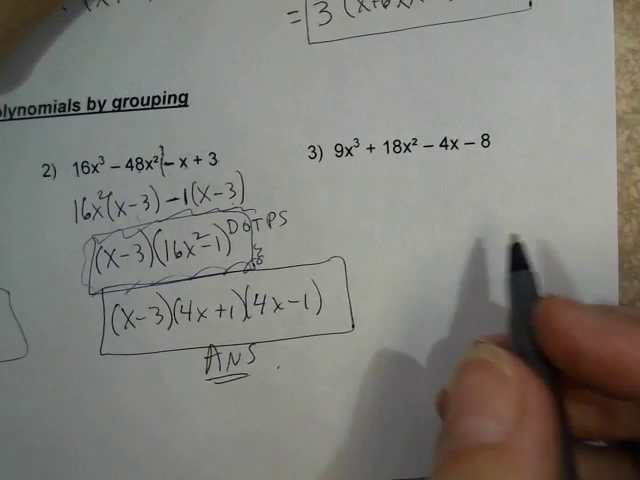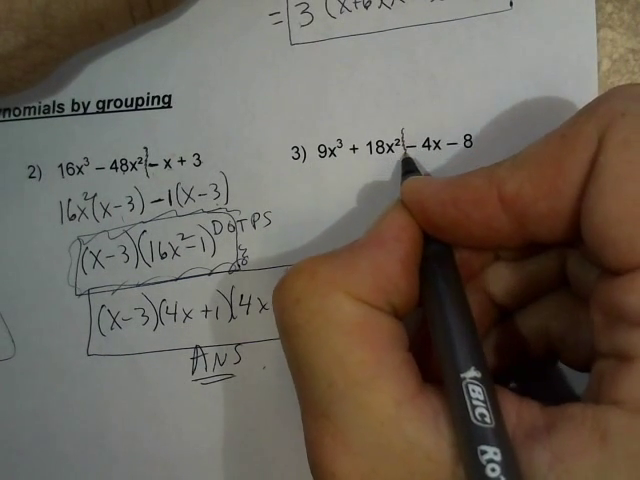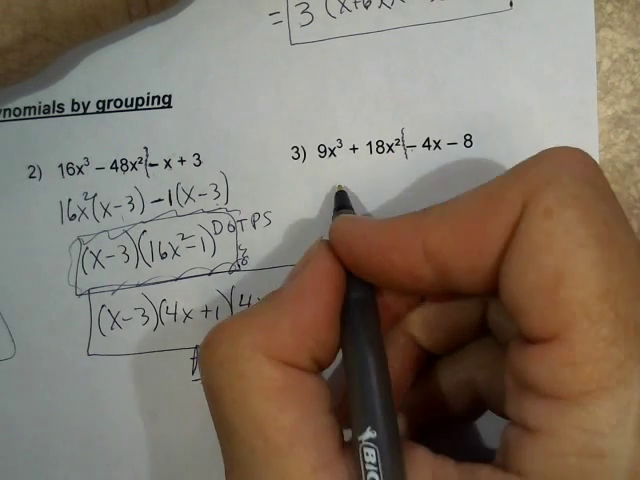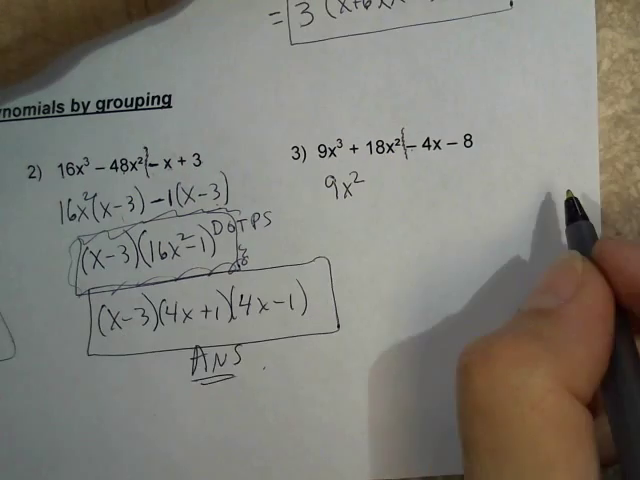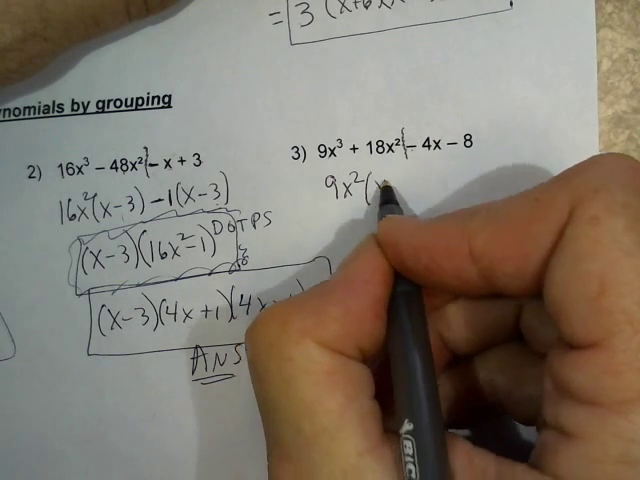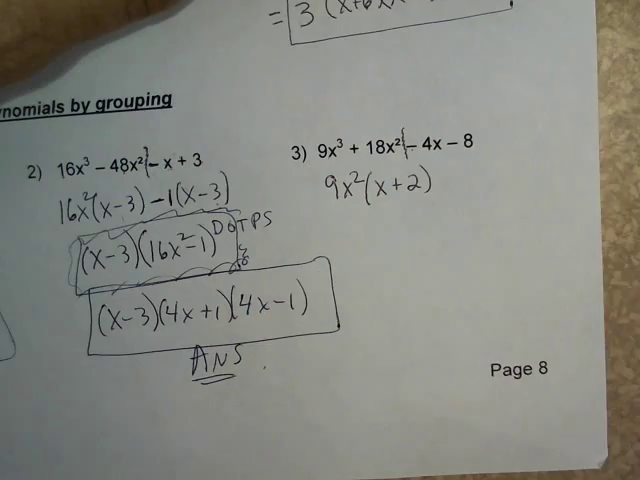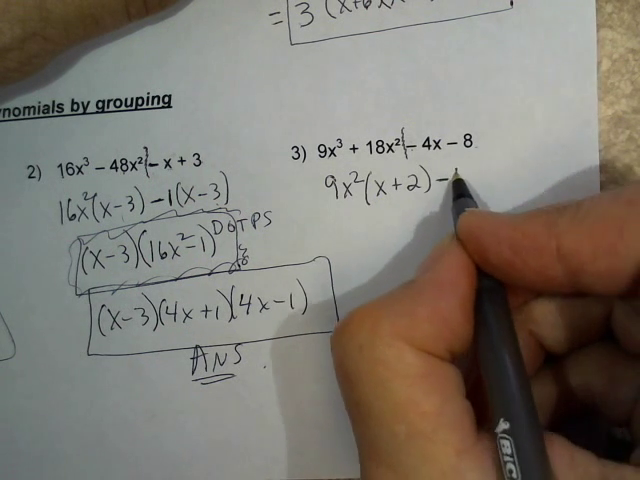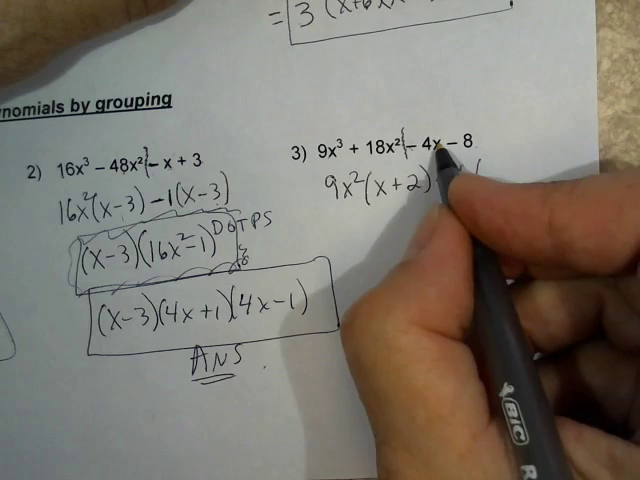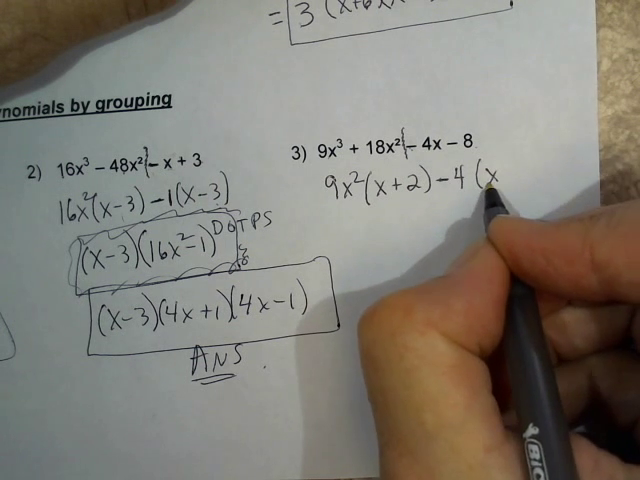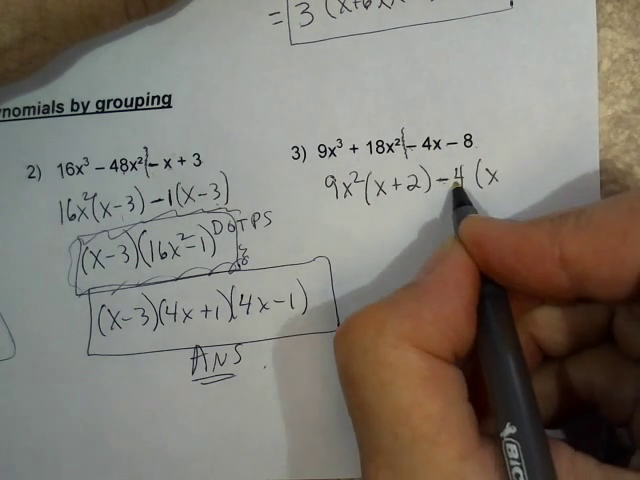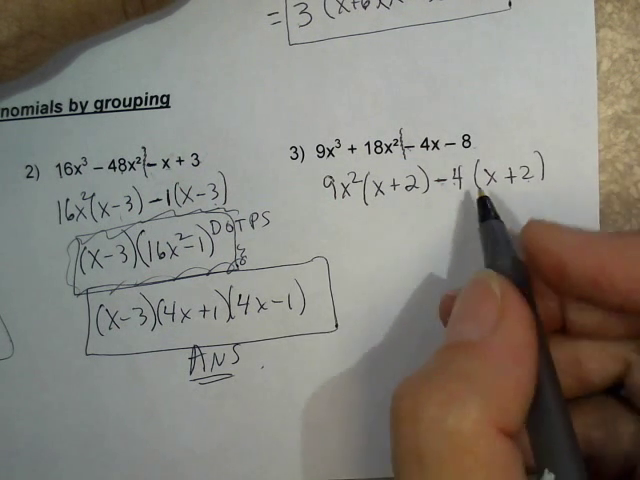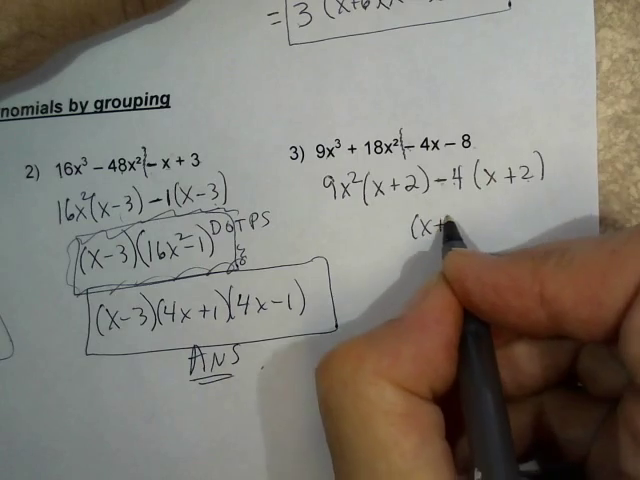And then the last example here, we're going to split this in front of the minus. The GCF of 9x cubed and 18x squared is 9x squared. And we're left with x plus 2. We're going to pull this minus down, and the GCF of 4x and an 8 is a 4. Negative 4x divided by negative 4 is positive x. Negative 8 divided by negative 4 is a positive 2. So we have x plus 2's as the GCF. So we'll write that down.